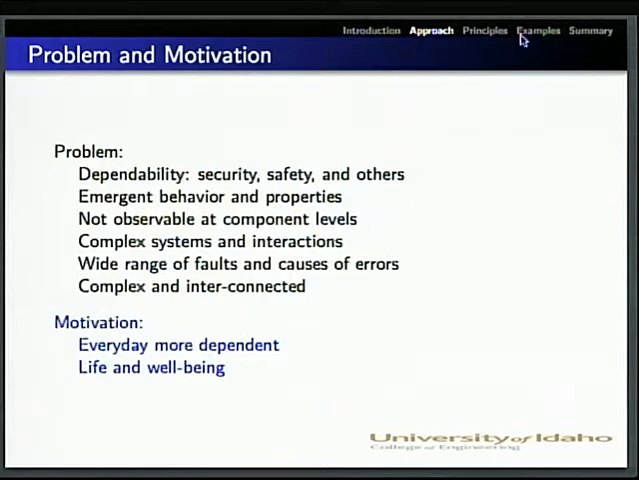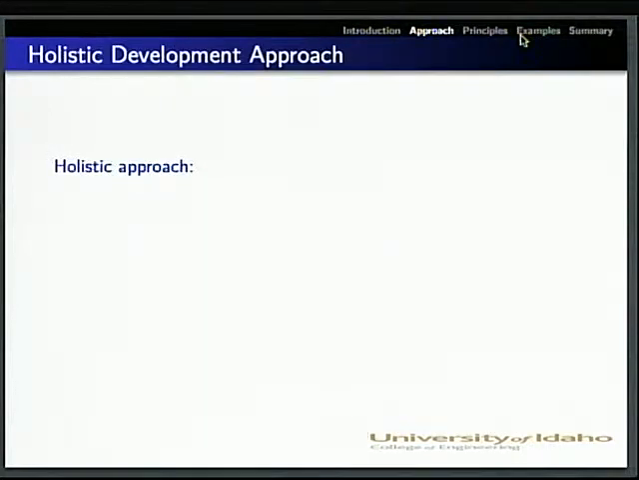For example, if there is a system that controls an oil pipeline and the system fails and there is an enormous spill of oil, you may be affected by it. And even if you're not close to it, you will still be indirectly affected. So either directly or indirectly, we are affected more than what we would like to by these accidents. So the motivation is we need to make sure that when we develop these systems, we do them in a safe and secure way. So the approach is that we need to do this holistically.